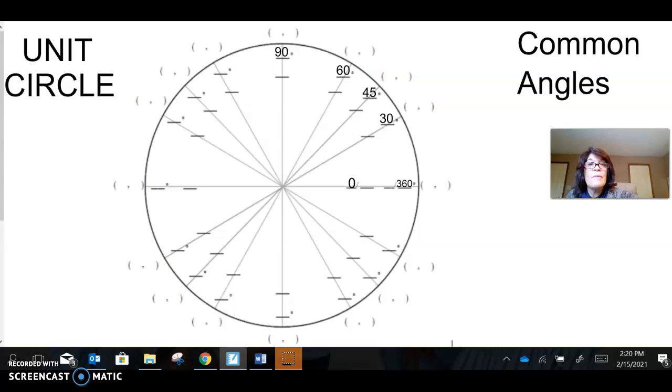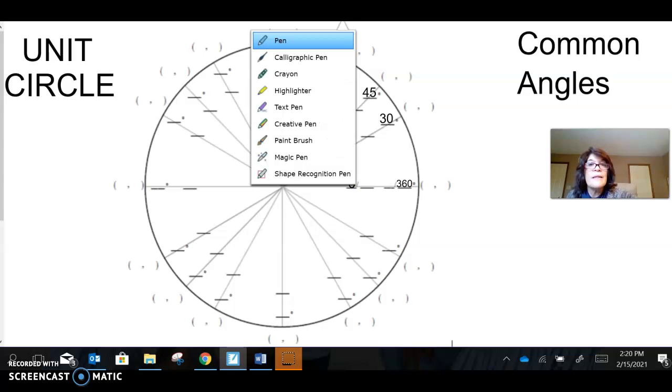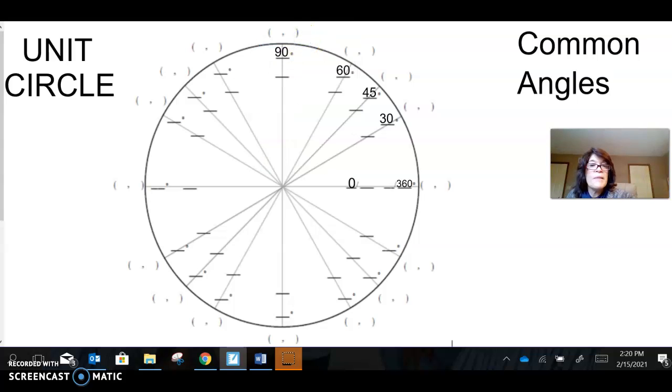I'm going to write the radian measure right beside the 360 degrees. Another way to think of 360 degrees is 2 pi radians. Sorry, I don't have my pen. So 2 pi in radians is the same as 360 degrees. They represent the same amount.